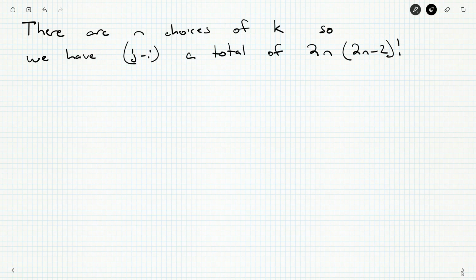This, not so bad, because there's 2n, there's 2n minus 1 factorial. All we're missing is 2n minus 1. Get that as a factor in there, and then suddenly we've got 2n factorial.